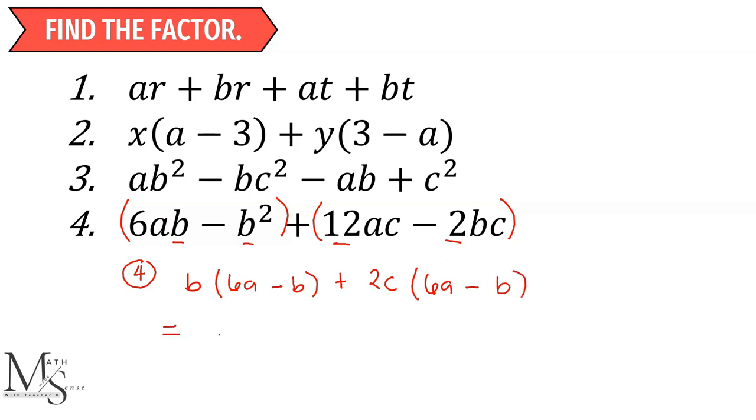The common is 6A minus B, hence that's our first factor. And our other factor would be B plus 2C.